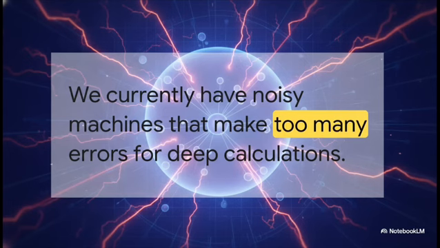And that brings us squarely into our current reality. We are currently living in the NISQ era, which stands for Noisy Intermediate Scale Quantum. What this actually means is that, right now, humanity only has machines with dozens to hundreds of qubits. And because they are so noisy, they simply make far too many errors to run the deep, transformative calculations, like Shor's algorithm that we discussed earlier. The hardware just isn't there yet.